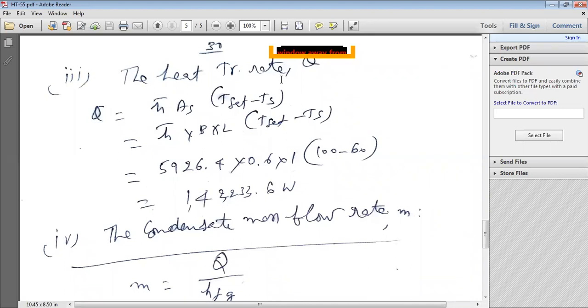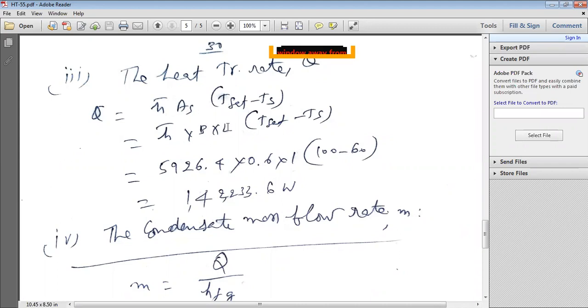How to calculate heat transfer rate in condensation from Nusselt's theory: h bar into A_s into T saturation minus T_s. But according to McAdams theory, it is 1.2 times of this one, 1.2 into h bar into A_s into T saturation minus T_s. But already we have calculated h bar by using 1.2 times. That's why directly you can use the h bar value, because already you calculated h bar of 1.2 times.